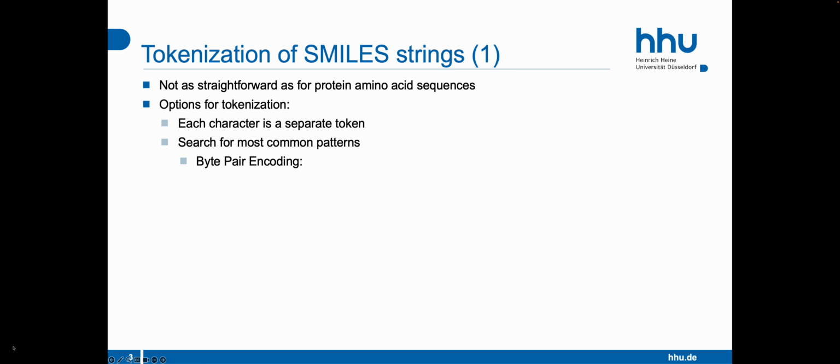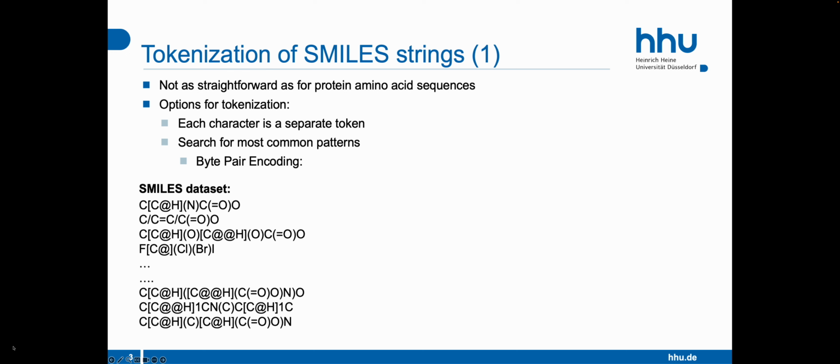For example, we could do a simple frequency analysis based on a large number of SMILE strings, where the most common characters and combinations of characters are counted. Another more sophisticated option is using byte pair encoding, which iteratively merges the most frequent pairs of characters or patterns. This method is widely used in models like GPT and BERT. So let's have a look at how this works.